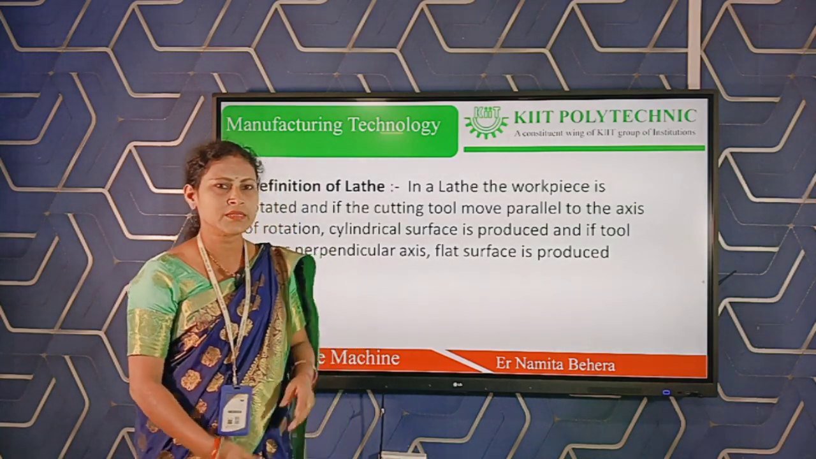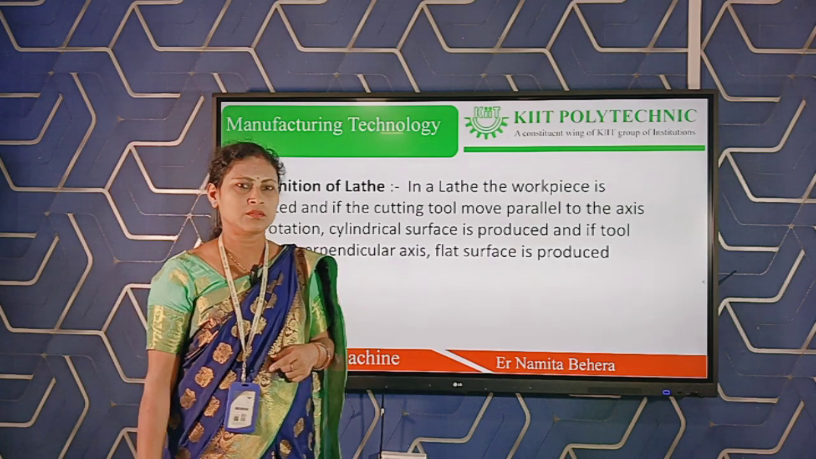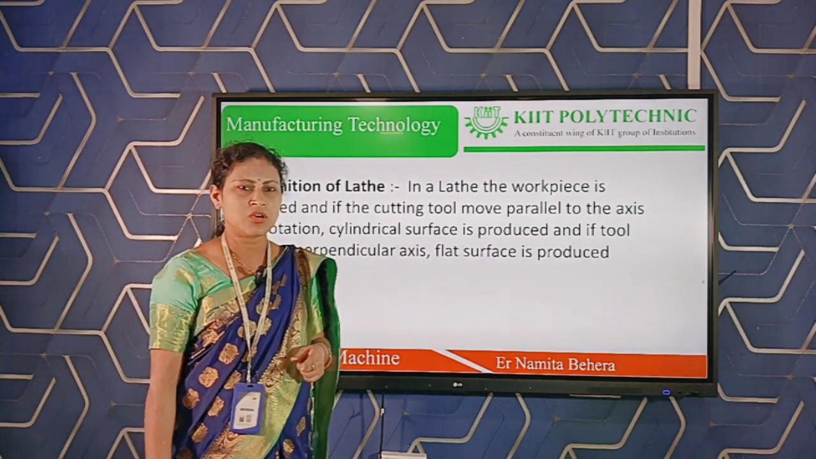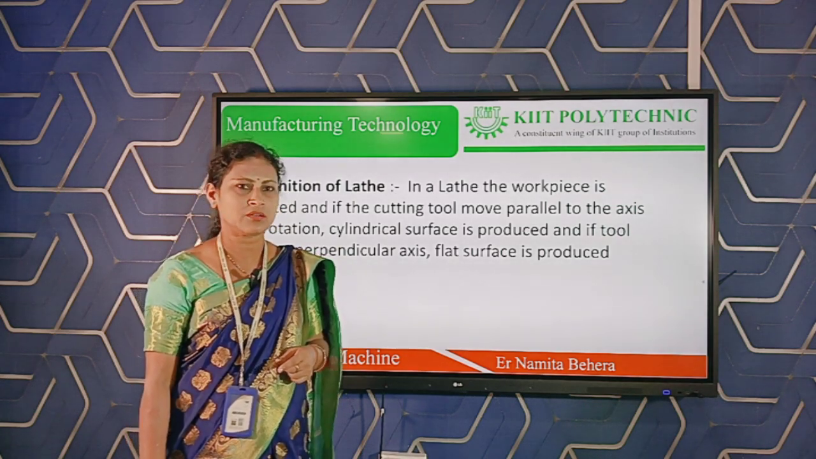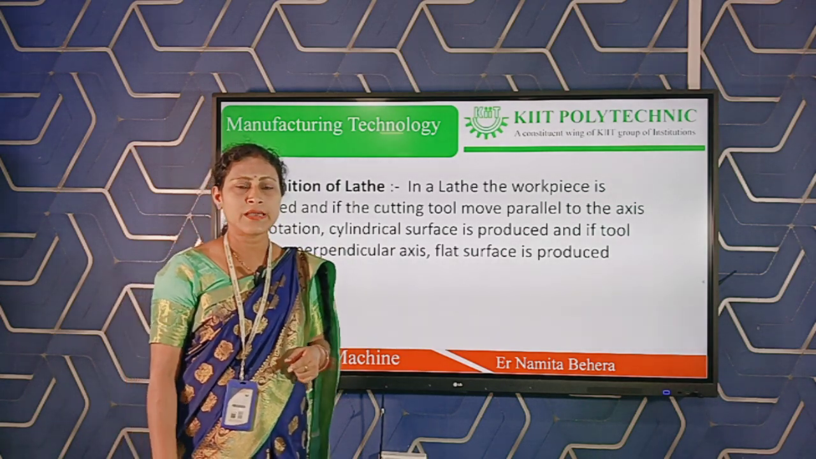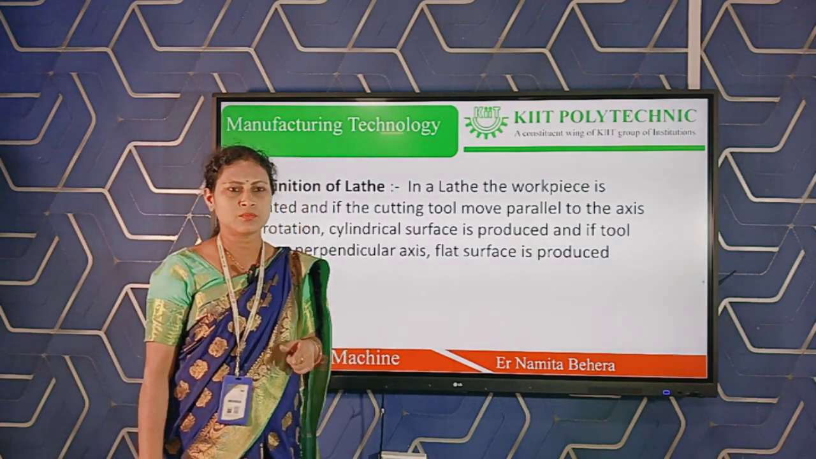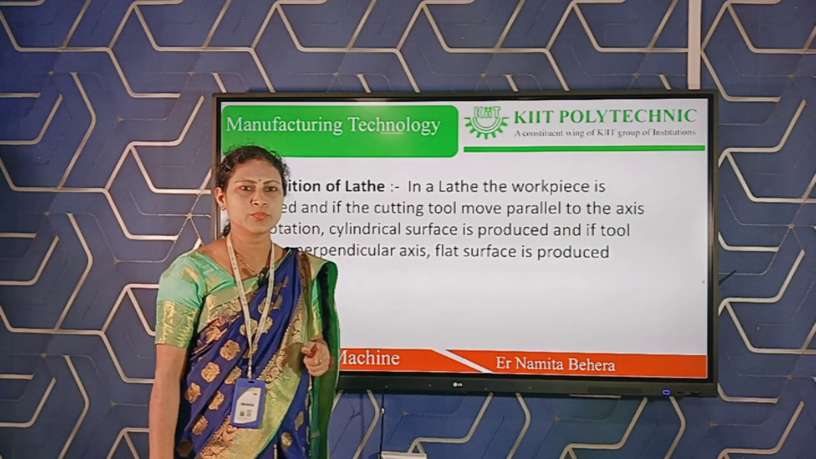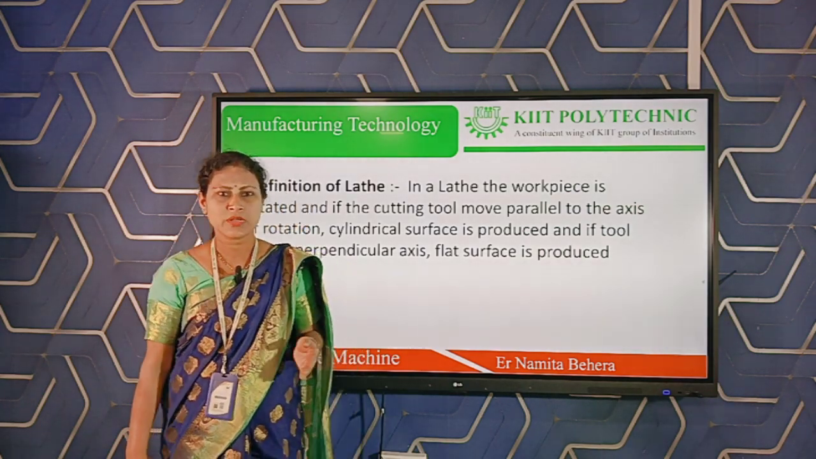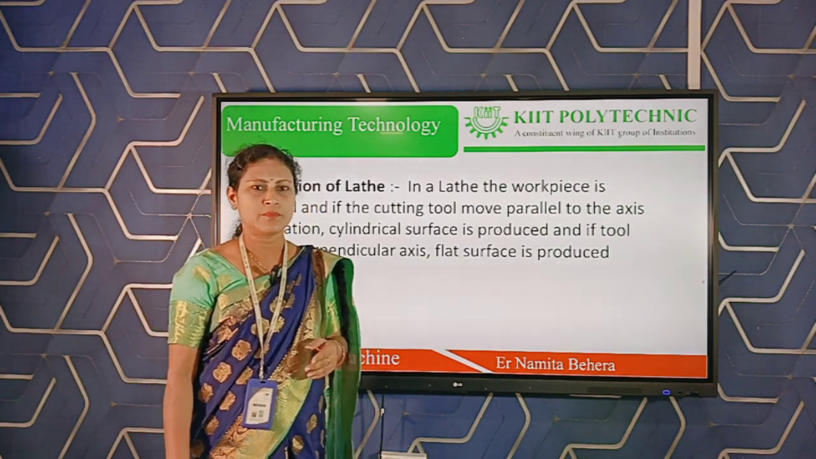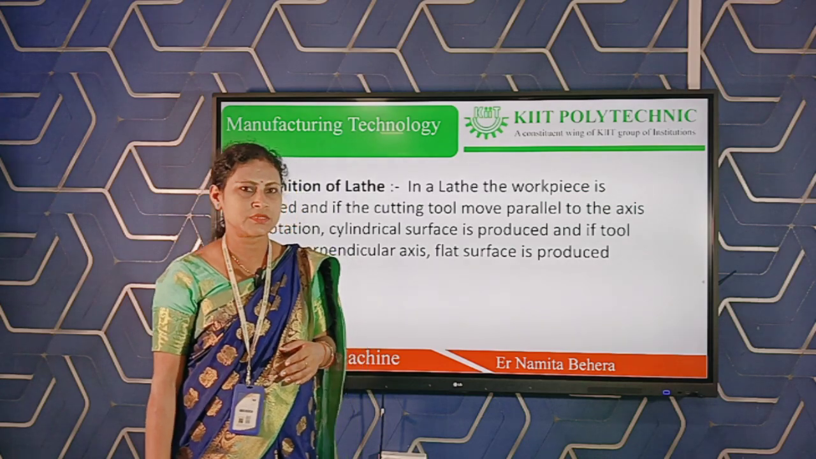It can be defined as the machine tool in which the job to be machined is held and rotated by the lathe, and a single point cutting tool is moved radially into the job and moved longitudinally along the axis of rotation of the workpiece, removing the metal in the form of chips.